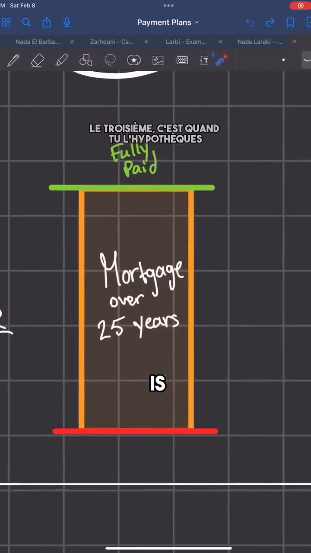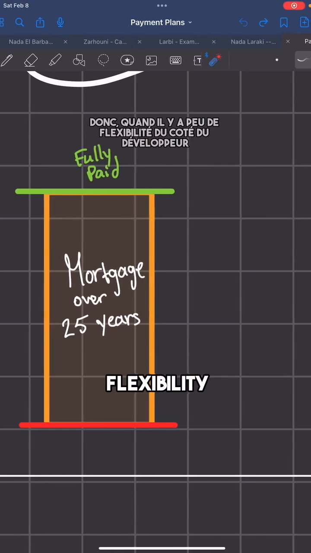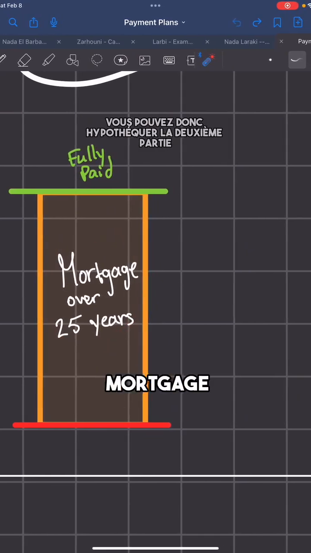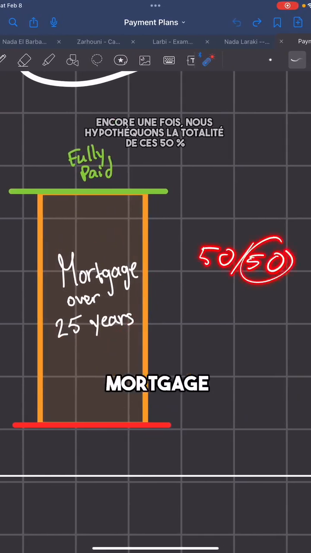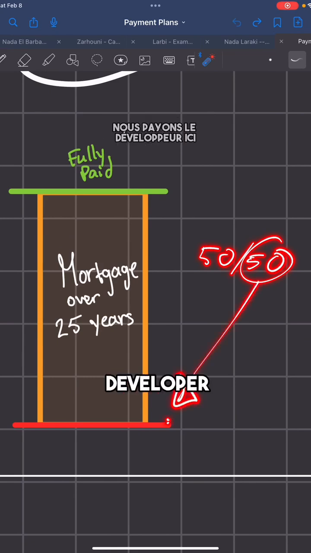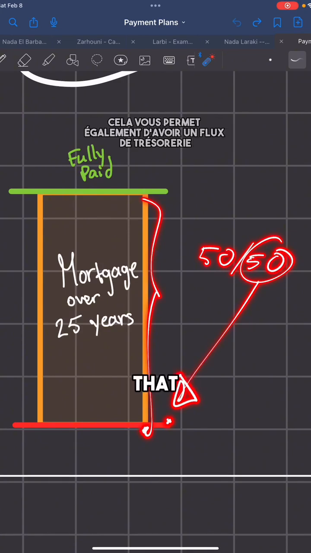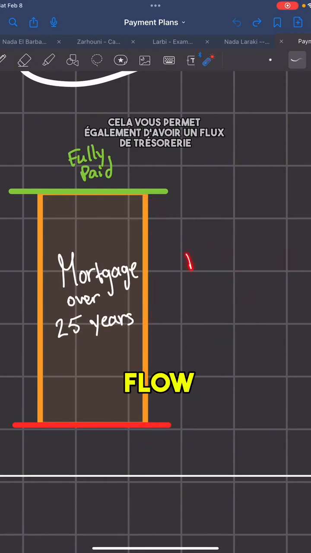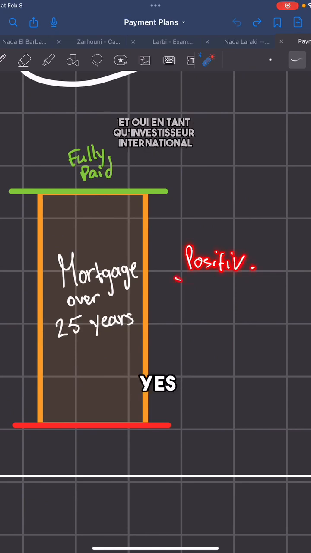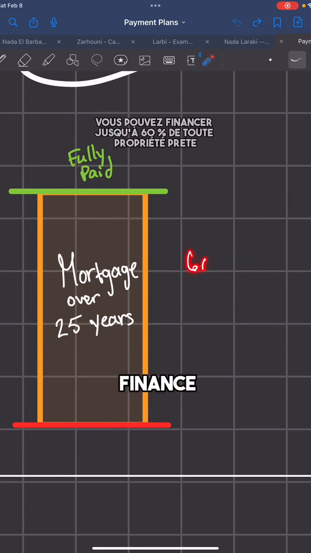And the third one is when you mortgage it. So when there's no flexibility from the developer side, then you can mortgage the second portion, the 50%. Once again, we mortgage this entire 50%. We pay the developer right here, and the bank allows us to finance this over 25 years. What that also allows for you is to have a cash-flow-positive investment right away. And yes, as an international investor, you can finance up to 60% of any ready property. I hope that makes sense.